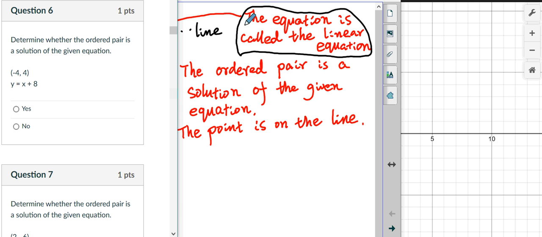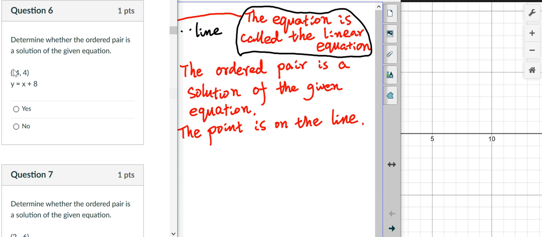Okay, let's work on question 6 here. We want to determine whether the ordered pair is a solution of the given equation. So here we are given two things. One is an ordered pair, which is (-4, 4). Another is an equation, y equals x plus 8.